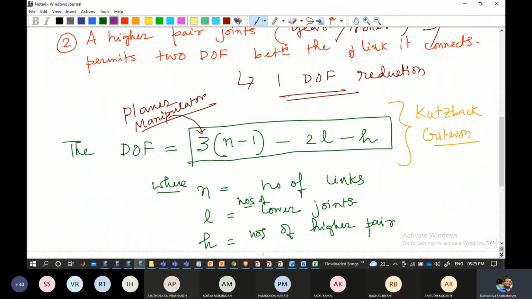3(n minus 1) minus 2l minus h. All right. So this is basically the Kutzback criterion to determine the degrees of freedom for any mechanical structure. For the derivation of this, you can refer to some of the books maybe, but they have not directly derived it at any point. But at least in the course material that I'm going to upload, you might see some of the derivation, how this equation comes into the picture. But again, as I said, it is not at all required. So if you are specifically interested, you can look into it. Otherwise, you can omit that particular discussion. So this is the equation, 3(n minus 1) minus 2l minus h.